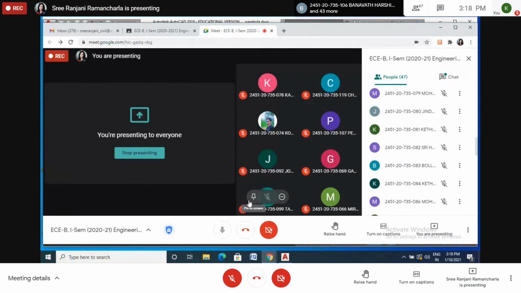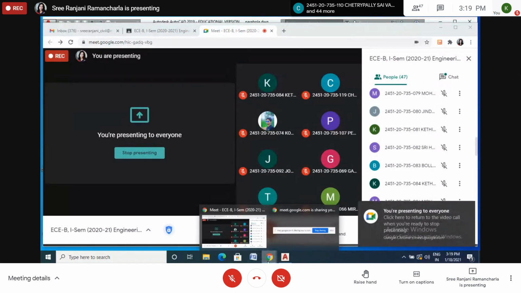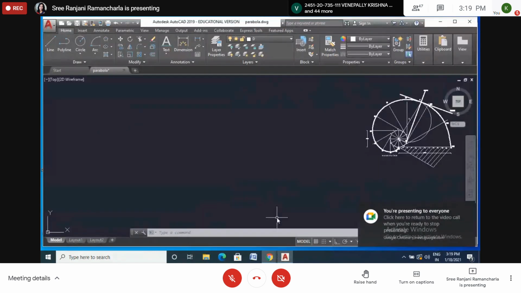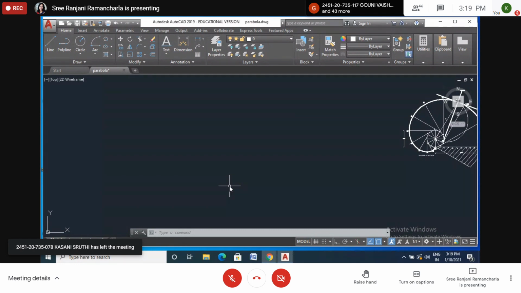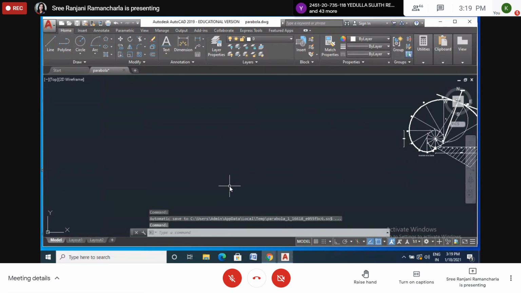Now, what is the scale? What do you understand about this? When you hear the word scale, what does it mean? You know or not? Suppose someone is telling, what is the scale?